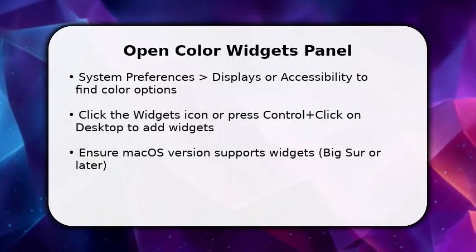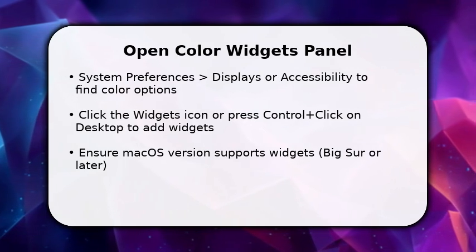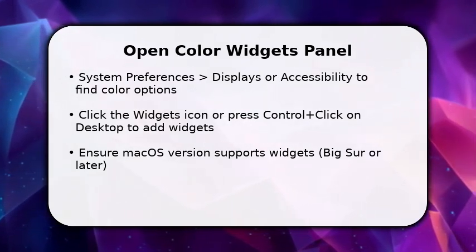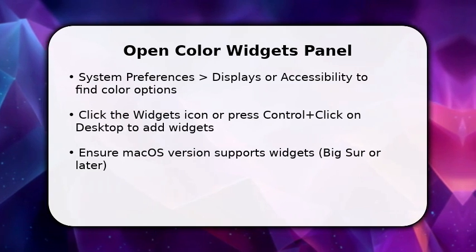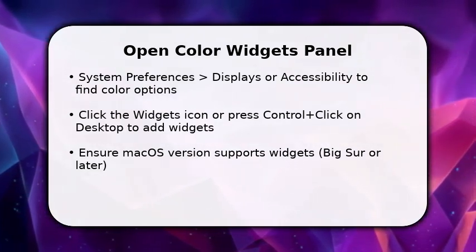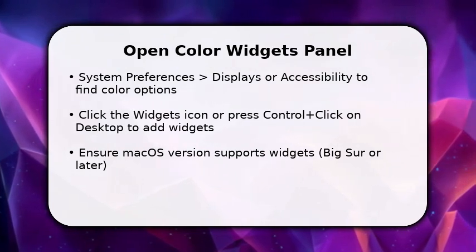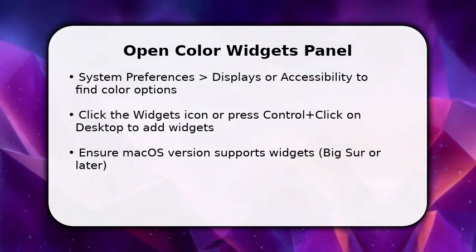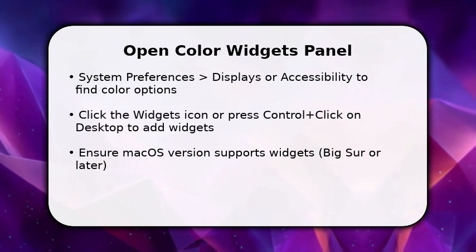You begin by opening the Widgets or Displays area because that's where color presets live. This gives you immediate access to palettes and controls. Once there, click the Widgets icon or Control plus click the desktop to add a color widget. Doing so places a live swatch ready for edits.